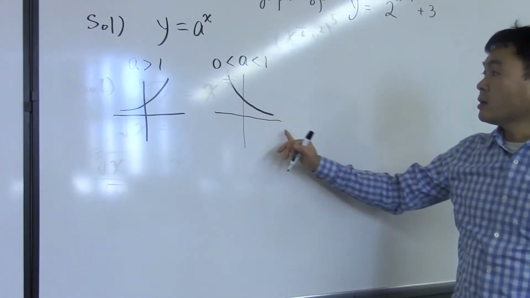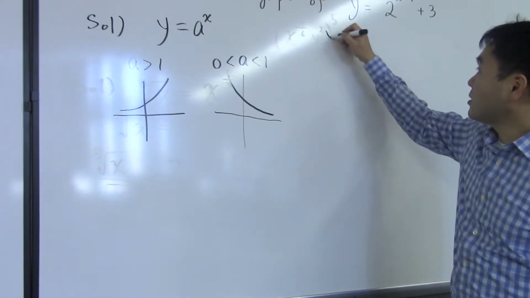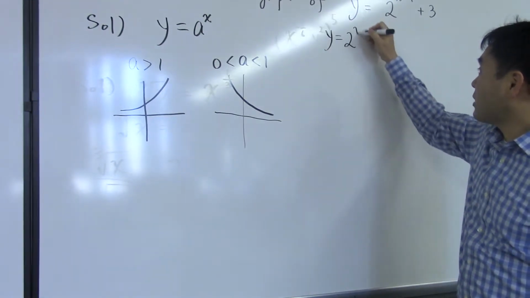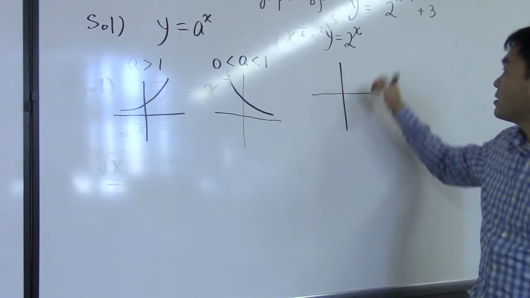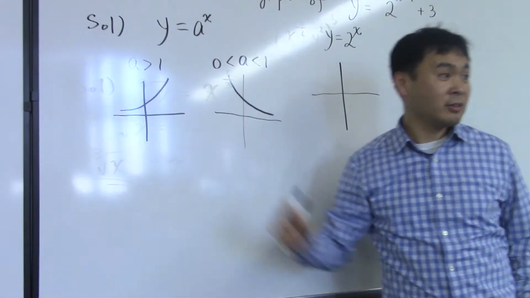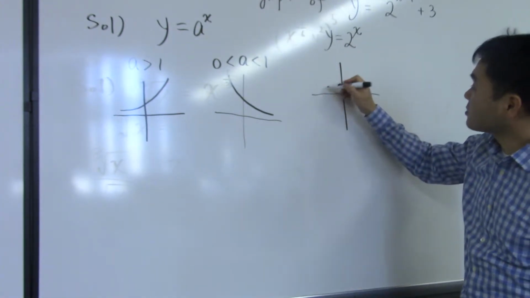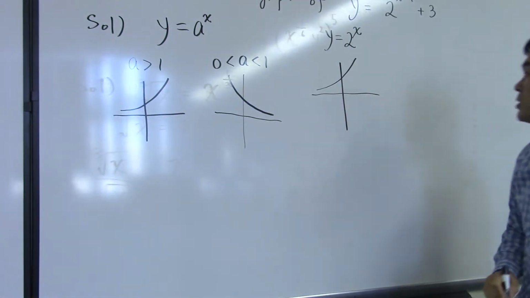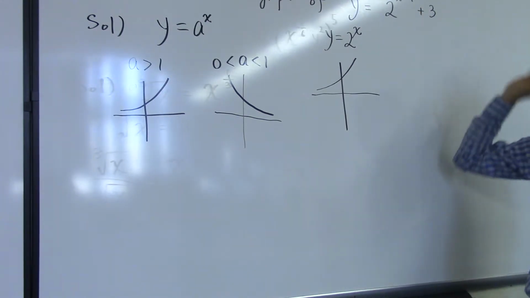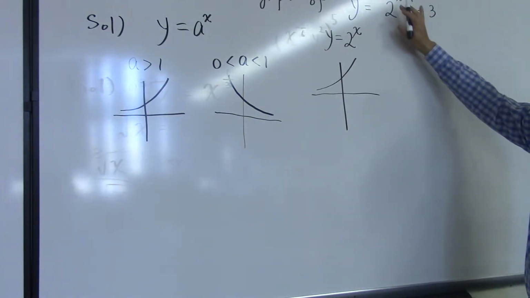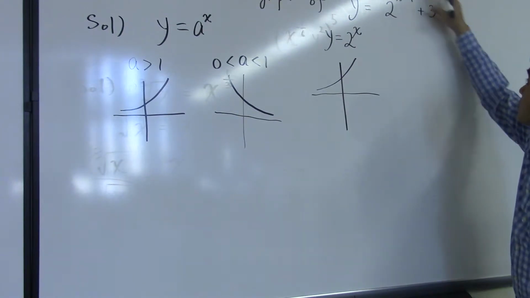Okay. If you know this, then you can think about the graph of y equals 2 to the x. Which case is it? First or second? The first one, right? So it goes up. And then we're going to apply the transformations because there's this x minus 1 and plus 3.